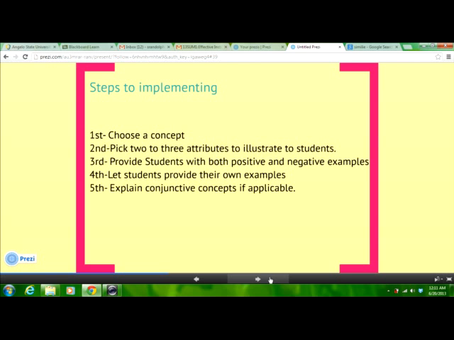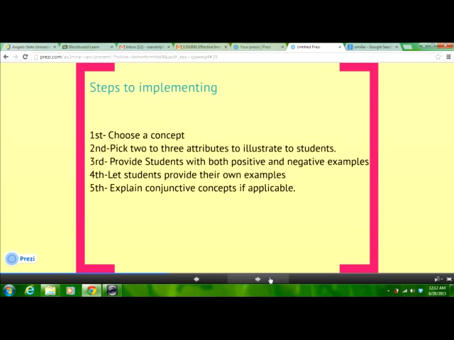For example, whenever I was looking through, I saw one about a 7th grade science teacher using this to teach insects. Her attributes were the 3 body parts and the 6 legs. Then provide students with both positive and negative examples. You don't just want to provide students with positive examples because then they won't really know what it isn't, and also you don't want to provide them with just negative examples because they'll get overwhelmed and think, does anything actually fit this? Fourth and finally, you really want to encourage discussion. Let a student or students really provide their own examples and explain to you what they think demonstrates this concept.